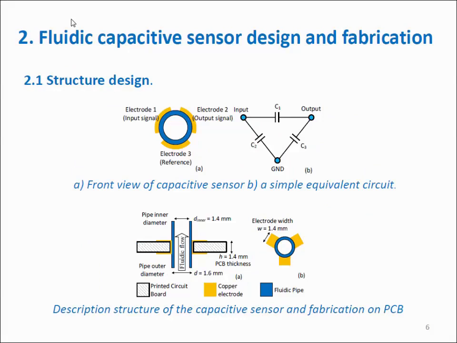And we design the structure like in this figure. The three electrodes hold the pipe, and we have the simple equivalence C1, C2, and C3. And this is a structure with diameter. This pipe is put inside, and we have the PCB. The thickness of PCB is around 1.4 millimeter, and the diameter is around 1.6 millimeter, and we have also the width of the electrodes is 1.4.